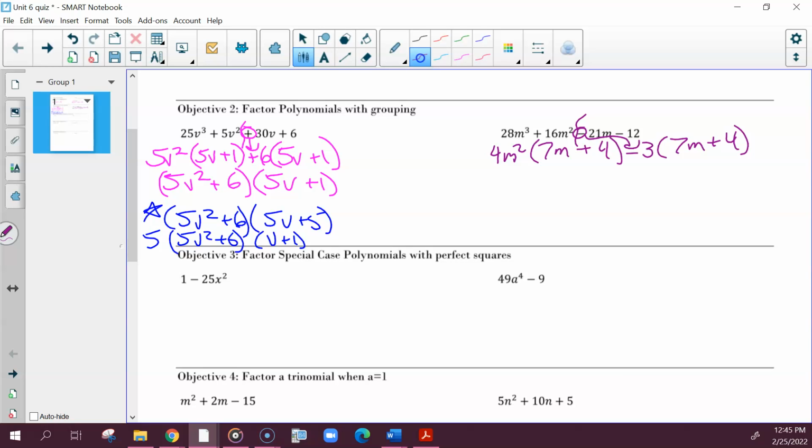What would they be? 4m squared minus 3. And the other? 7m plus 4. Find your GCFs of both sets of numbers. Divide that out of the 2 numbers. And then write your final answers.